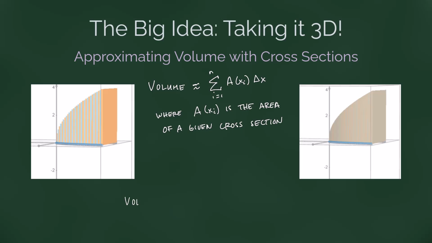By increasing the number of cross-sections, we get a better and better approximation of our volume, so that volume is then the limit as n goes to infinity of this sum from i equals 1 to n of A of x sub i delta x, which then means that volume can be written as an integral. Volume is the integral from a to b of A of x dx, where A of x is an area function that represents any given cross-section.